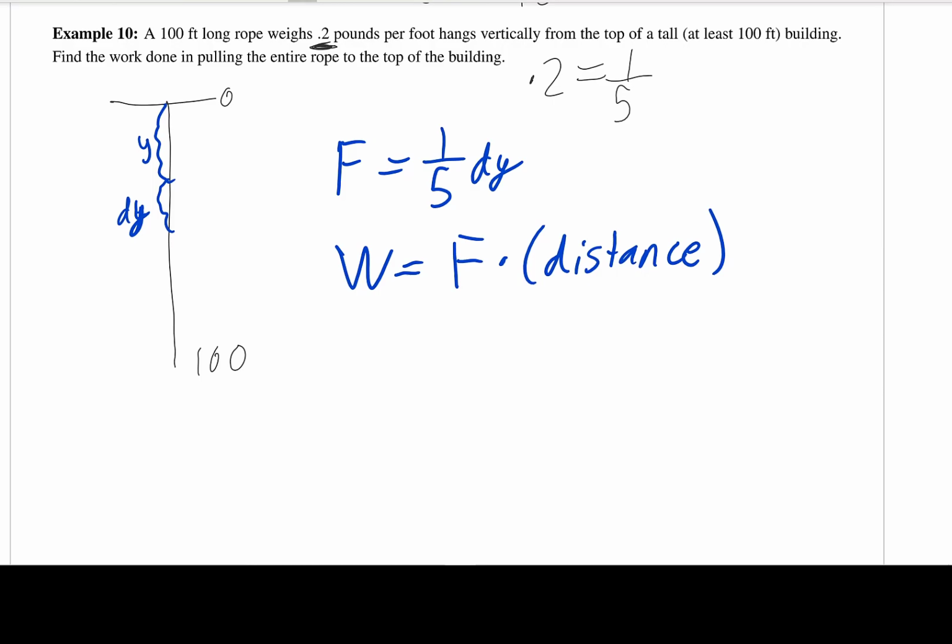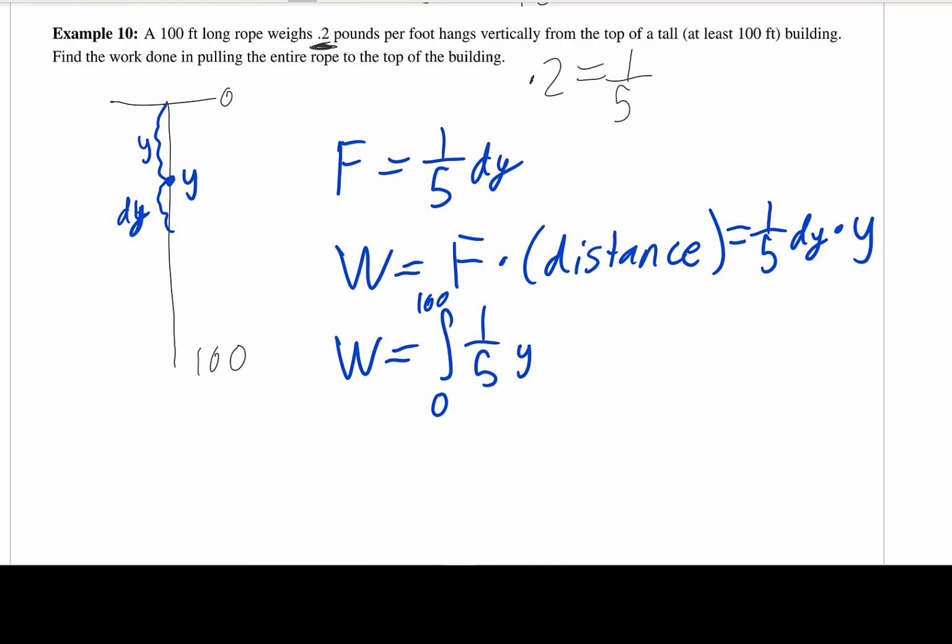So our work should be force times distance. So this will be 1/5 dy, because that's our force, times y. Where y right here is maybe like the point that we're pulling. It's kind of like when we take our slice out of one of our solids. And so then the work is going to be equal to the integral from 0 to 100, 1/5 y dy. And this will be equal to 1,000 foot-pounds.